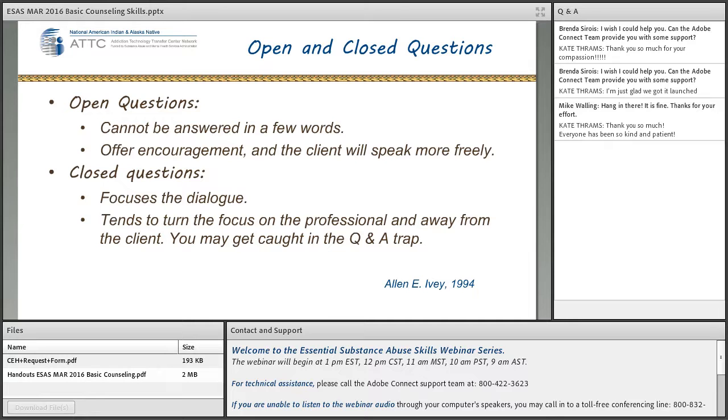We need to have space, distance, position and orientation when working with the client, and we need to be careful in regards to touching the client. Meaning, we could put our hand on their hand or put our hand on their shoulder, but we need to ask permission to do that, because one of the things that I've learned as a therapist is that often individuals who have been sexually abused don't like to be touched. And so when we touch them without permission, we may trigger some of the issues that they may be going through.